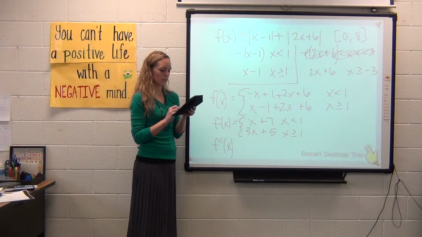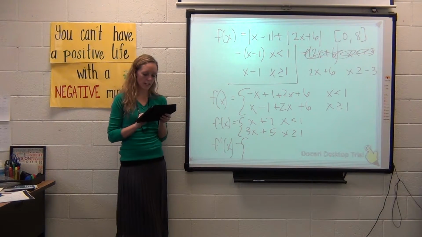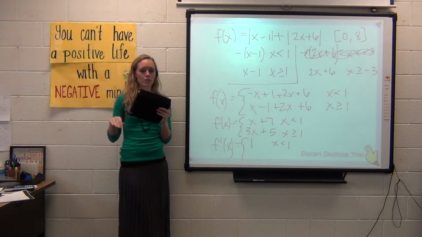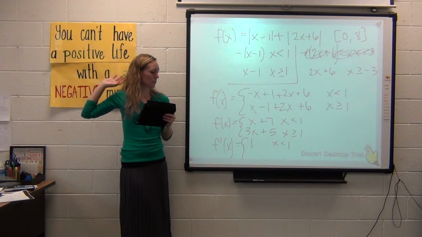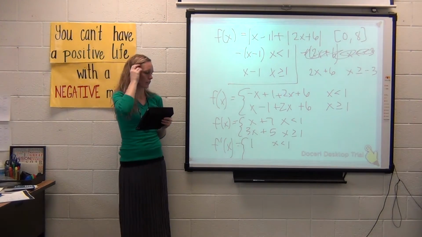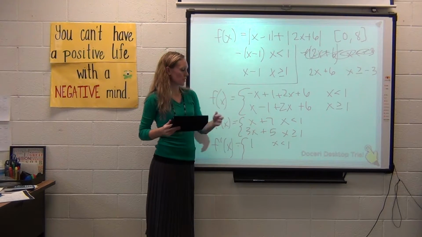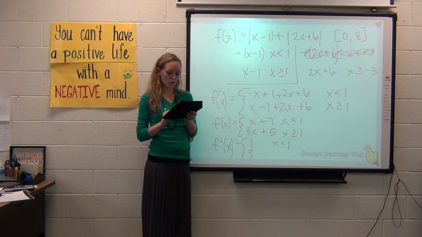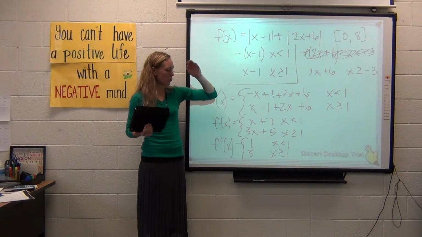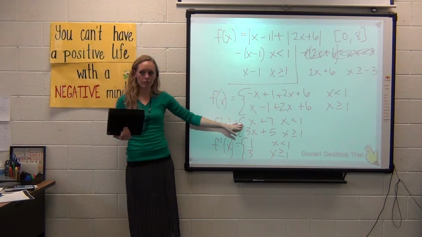So the derivative of this function, for the top part right here, is what? 1. It's 1 as long as x is less than 1. So your derivative is just going to be a straight line at 1 going to negative infinity, so in the negative direction. And then the derivative of 3x plus 5 is 3. So you're just going to have a straight line at 3 from 1 on. This is the derivative of this function.